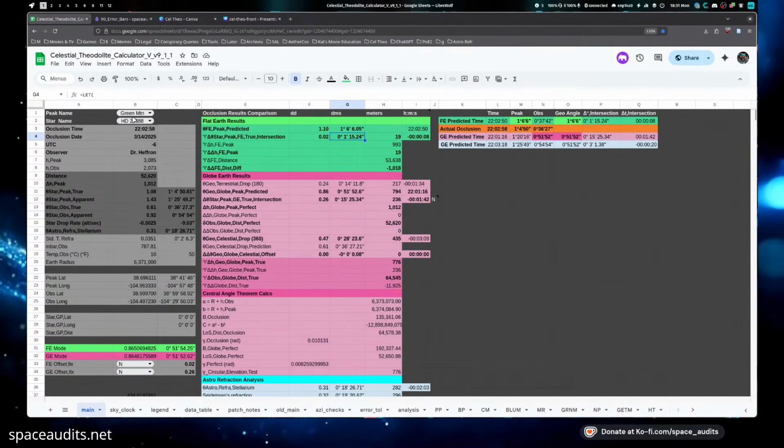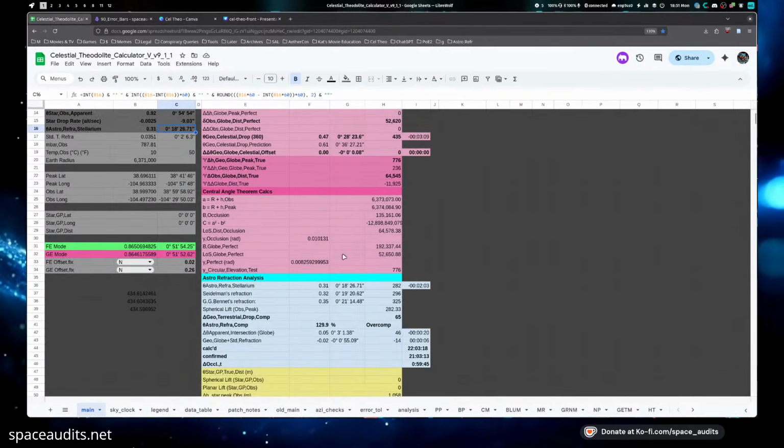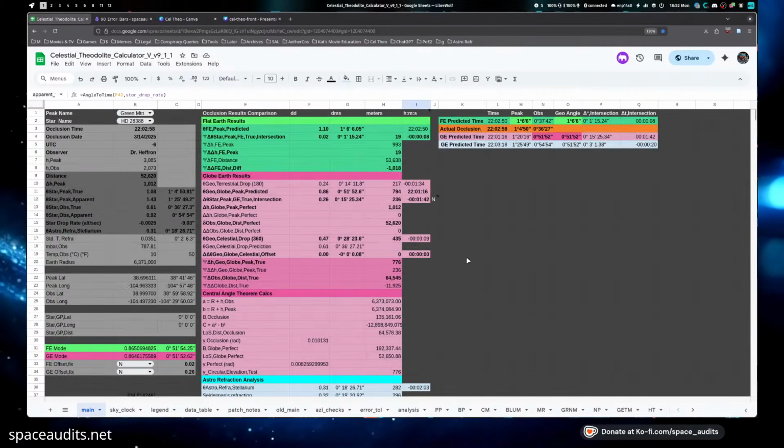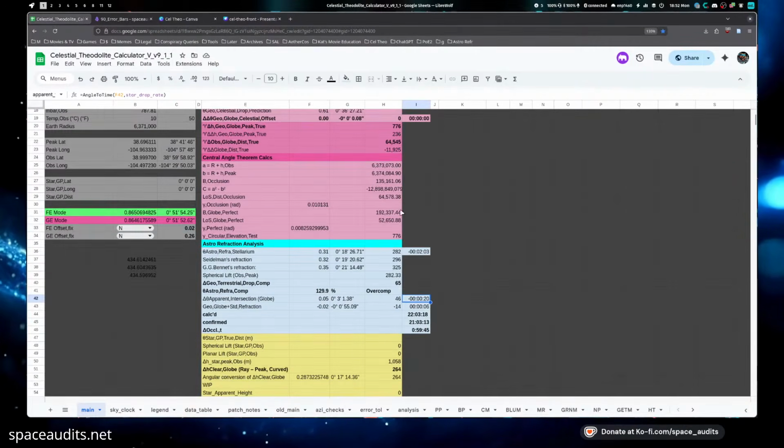And at the time of occlusion for Green Mountain, they had 18 arc minutes of refraction, lifting their apparent position up to 3 arc minutes above the peak, which has to be descended to physically intersect with the peak, which would take another 20 seconds. So even the apparent position is off by 20 seconds.